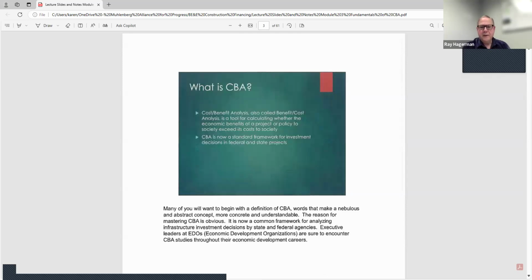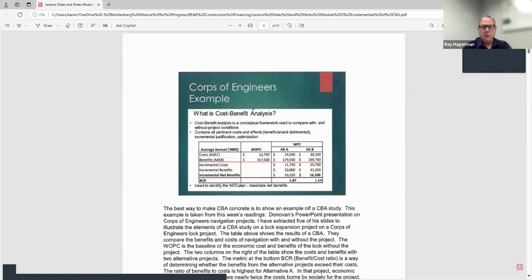So what is CBA? We've talked about that before, but just to reiterate, it's a tool for calculating the economic benefits of a project to make sure that its benefits to society exceed its cost to society. And we'll talk a little bit about how those are derived going forward.